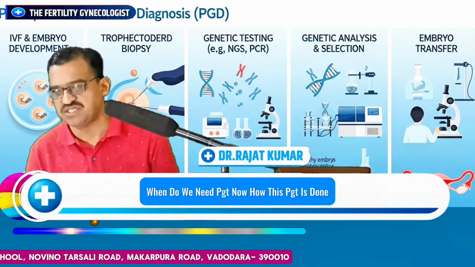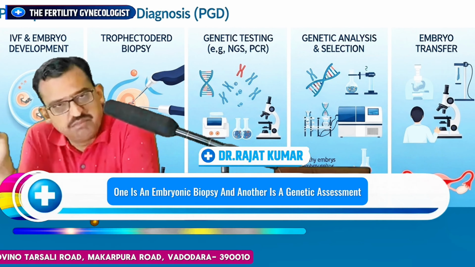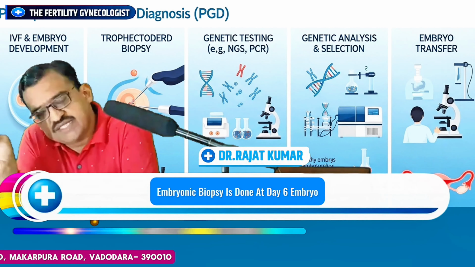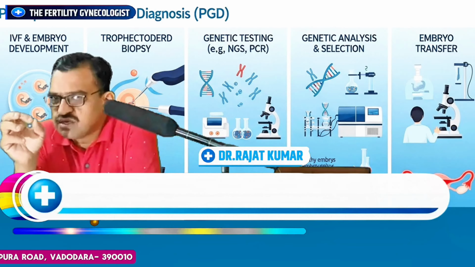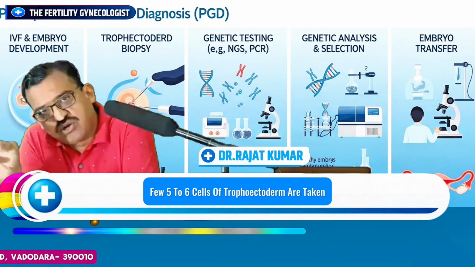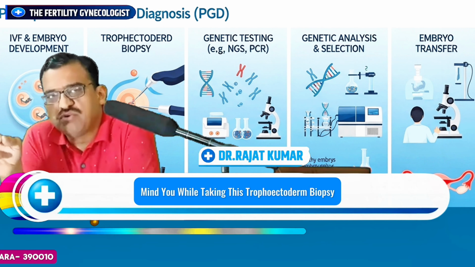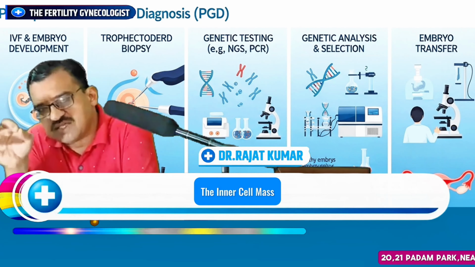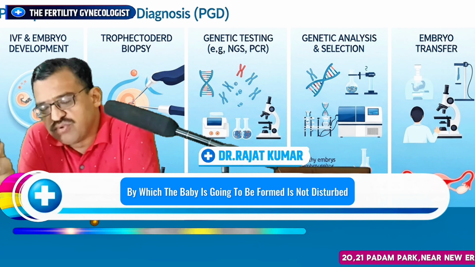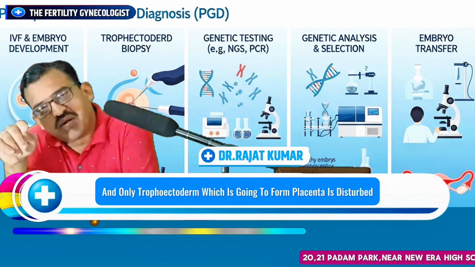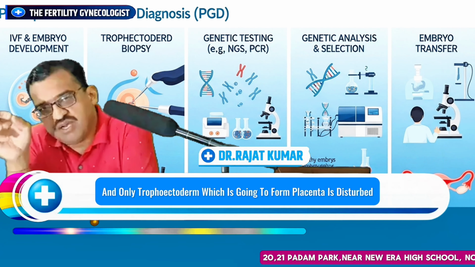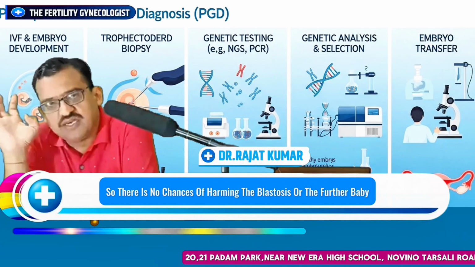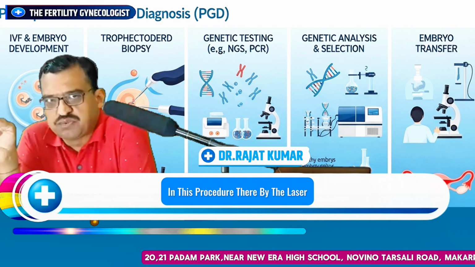Now how is this PGT done? There are two steps. One is an embryonic biopsy and another is a genetic assessment. Embryonic biopsy is done at day 6 embryo. Few 5 to 6 cells of trophectoderm are taken. Mind you, while taking this trophectoderm biopsy, only the outer cell, that is trophectoderm, is disturbed. The inner cell mass by which the baby is going to be formed is not disturbed, and only trophectoderm, which is going to form placenta, is disturbed, and even out of that only 5 to 6 cells are taken. So there is no chance of harming the blastocyst or the further baby in this procedure.